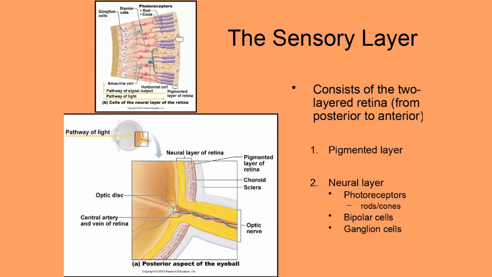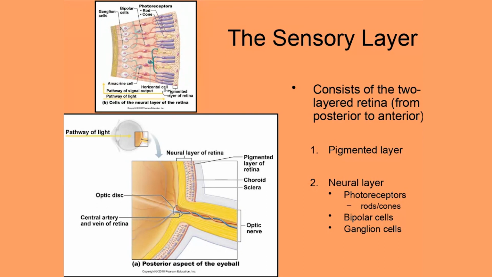We're going to start in the most posterior, so this would be the backmost portion of the eye that we're looking at. And here we have a single cell layer, which is known as the pigmented layer. So you can see it represented here, kind of in this tannish color. The role of the pigmented layer is it's going to help to nourish the photoreceptors and kind of protect the photoreceptors.